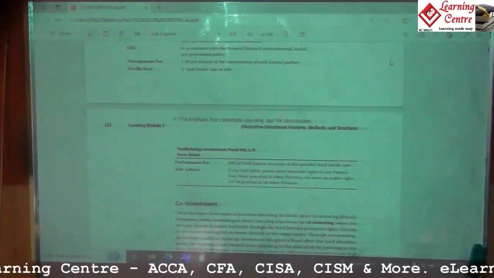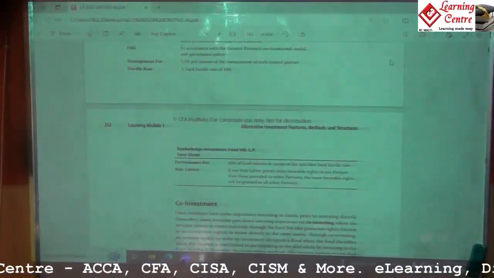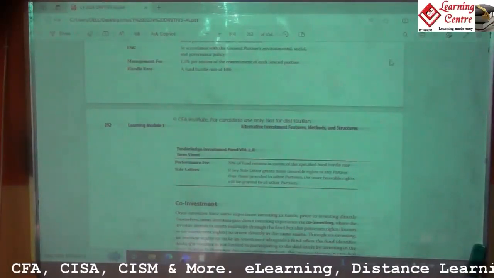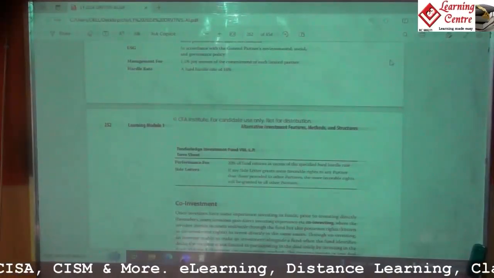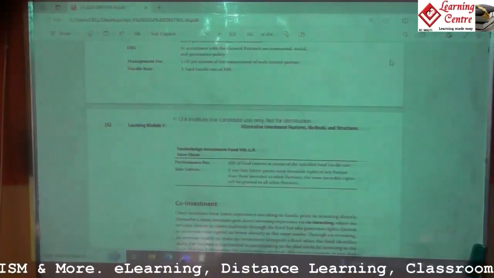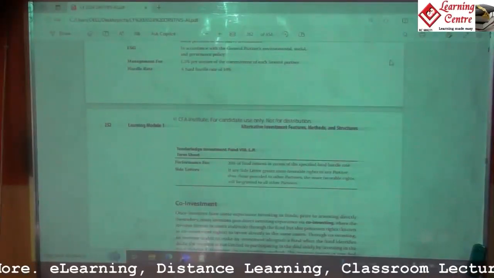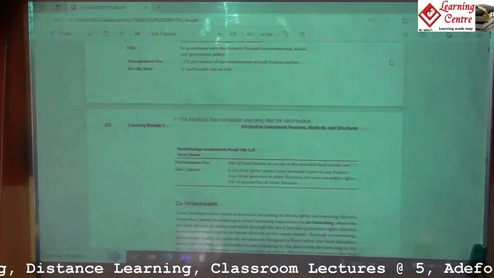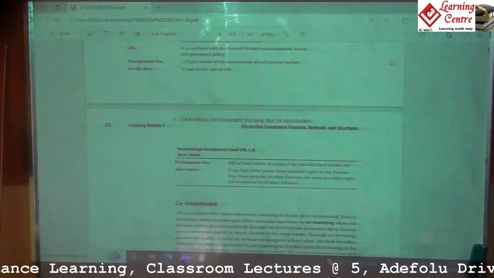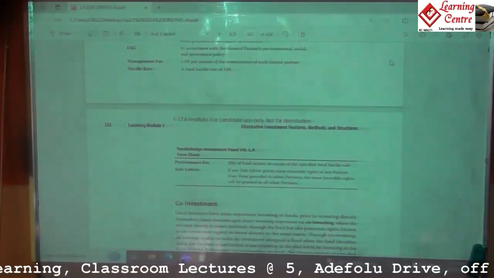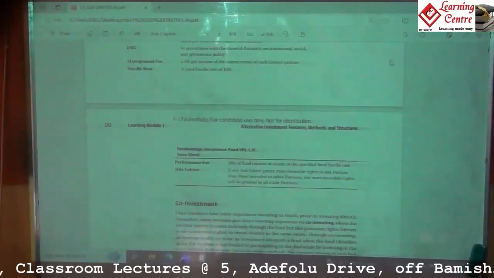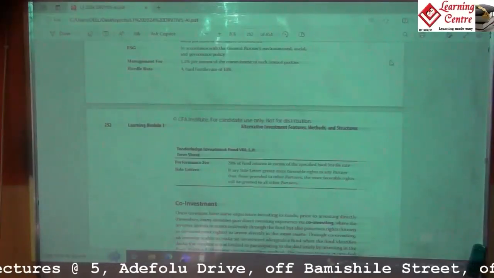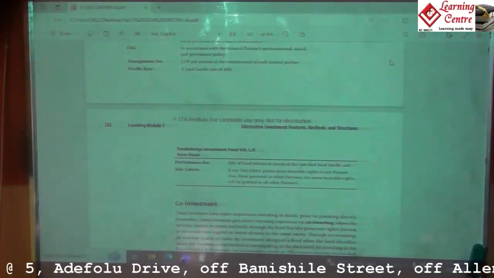Please, let's note. Let's write: the general partner earns fees based on the hurdle rate. A hurdle rate is what determines when the performance fee is paid to the general partner: when the general partner exceeds a hurdle rate. There are two forms of hurdle rate: the hard hurdle rate and the soft hurdle rate.